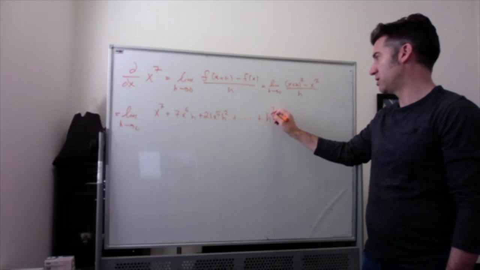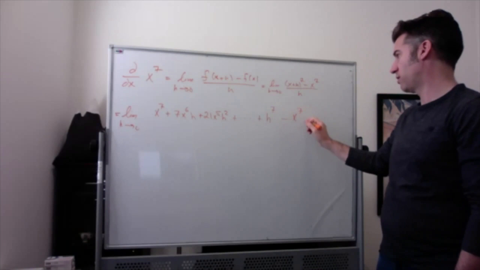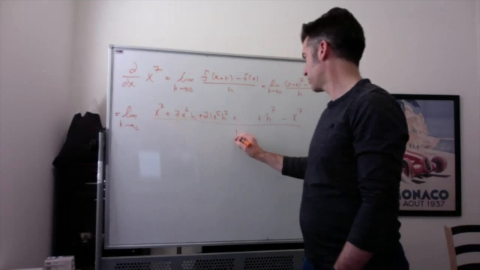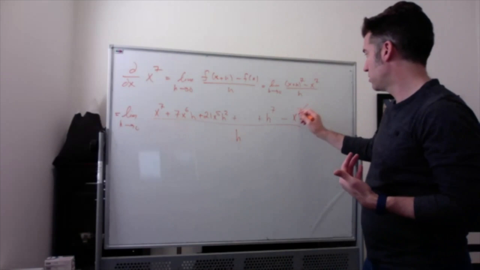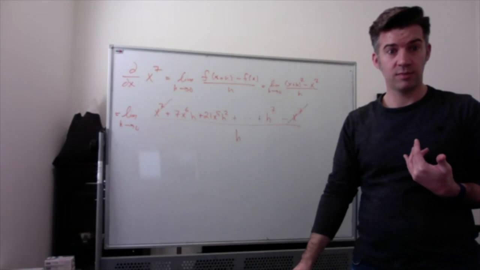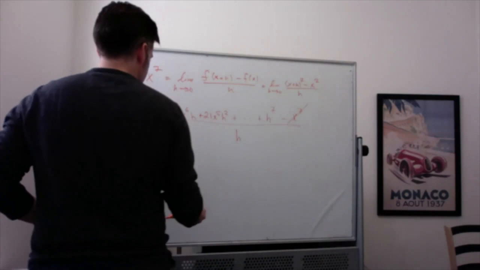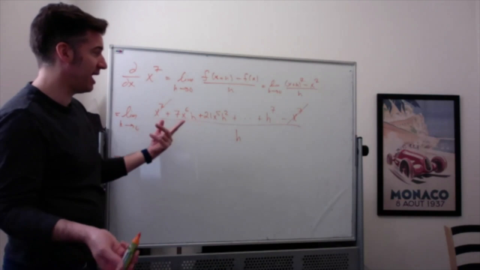Last one of those is h to the 7th. And then finally, minus x to the 7th. And just like in the previous two examples, the not-h things cancel. The x to the 7th cancel. And so then I'm going to factor out an h. And we know that everything else has an h.